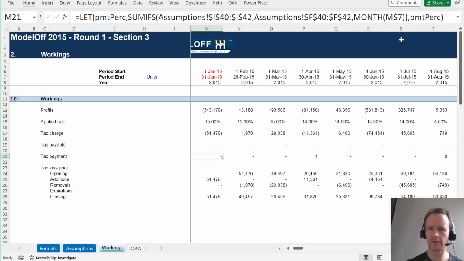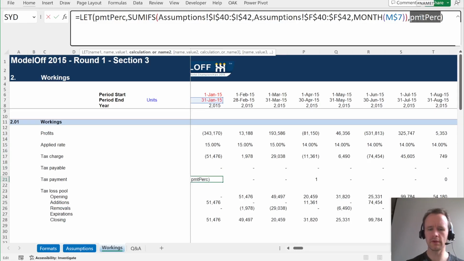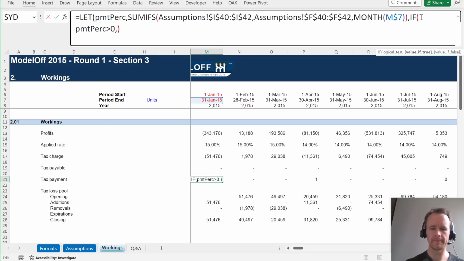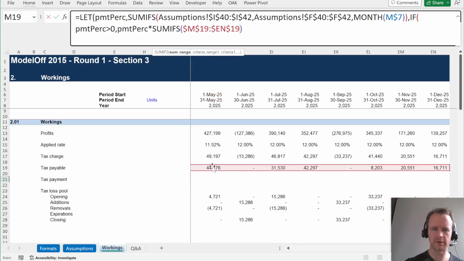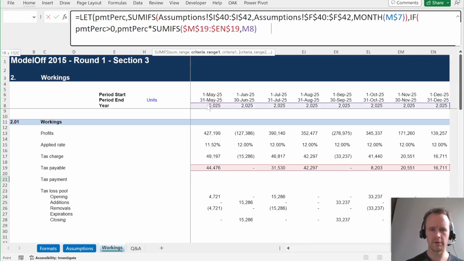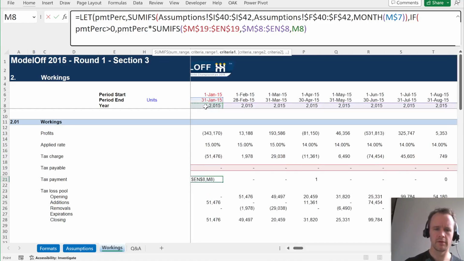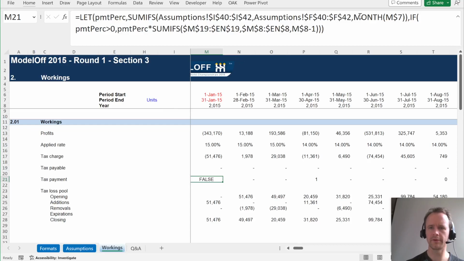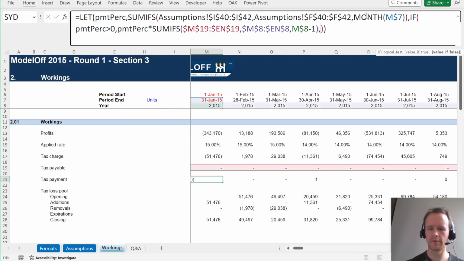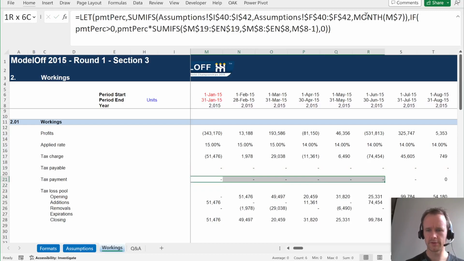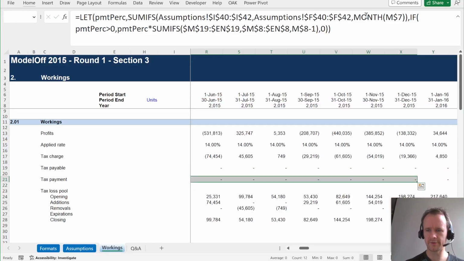Then I'm going to say, if payment percent is greater than 0, so in other words, if I'm in a payment month, then I'm going to say payment percent times the total tax payable from the previous year, which I'm going to use SUMIFS, sum all the tax payable where the year is current year minus 1. And I think that's it. Oh, yeah, sorry. Otherwise, 0. So we should have no payment in the first year because we pay the year after we incur.